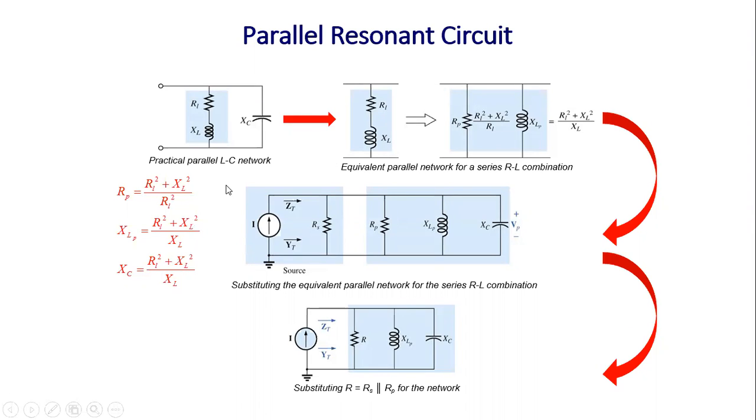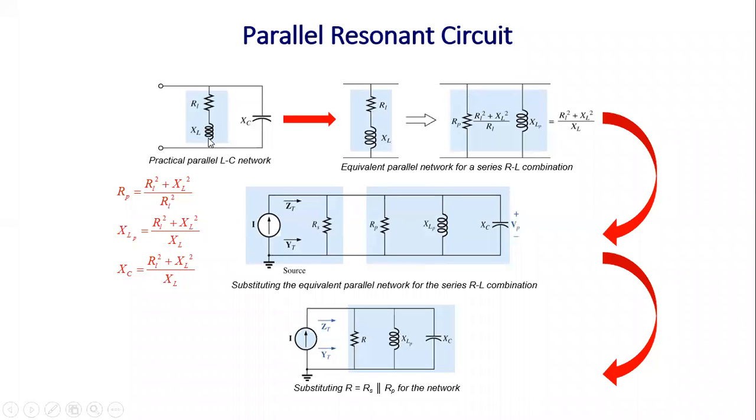Already we have derived how we are getting each and everything: how my current will flow through this particular branch, and this one, and what will be the effect. So likewise, if you simplify with the help of the quadratic equation, you will be able to find these equations directly. RP is nothing but the parallel resistance, a combination of this branch's resistance: RL squared plus XL squared, divided by RL.